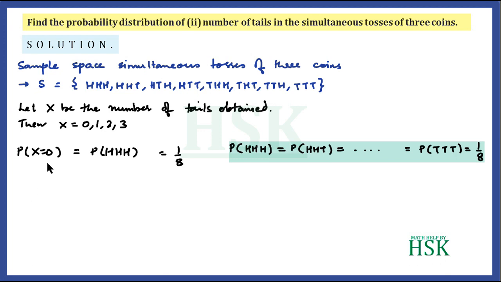Similarly, the probability when x is equal to 1, that is, only one tail is obtained, would be equal to the probability of head head tail plus the probability of head tail head plus the probability of tail head head.